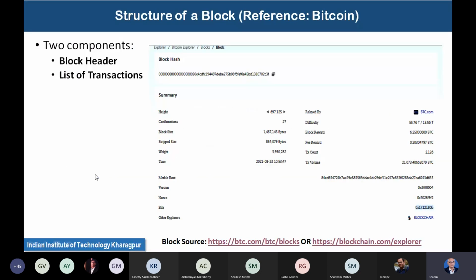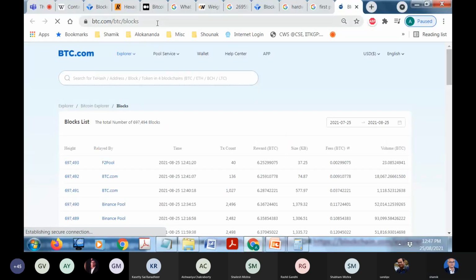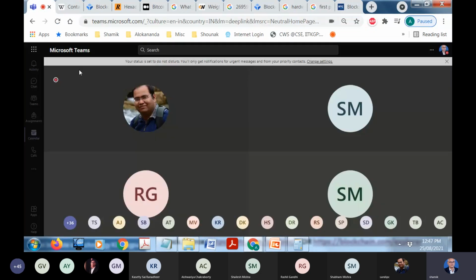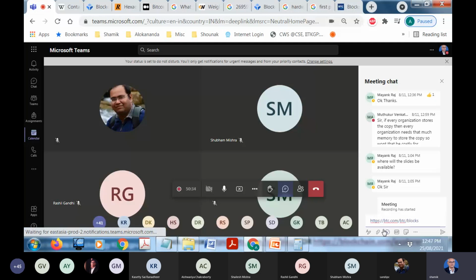Now, two components of a block, as I said, are the block header and the list of transactions. As I mentioned, we'll first focus on the block header. Here is an important resource that you need to keep in mind and also explore. I am first clicking on this one, btc.com/btc/blocks, and I am also pasting it in the chat box because you may not be getting this otherwise.